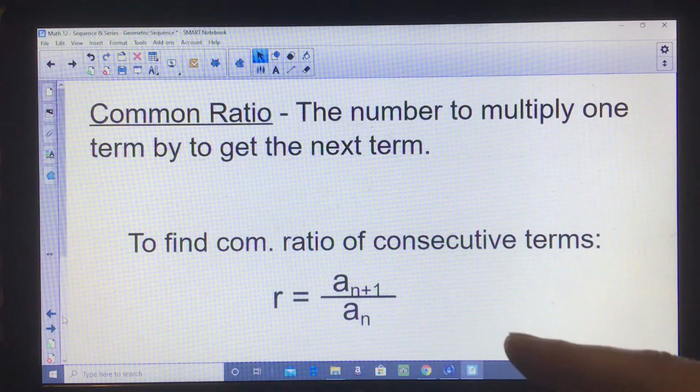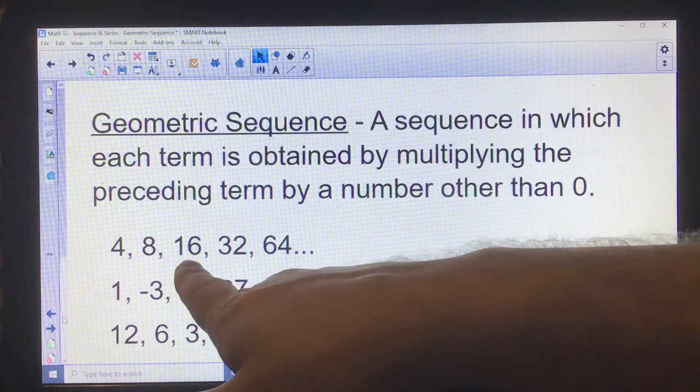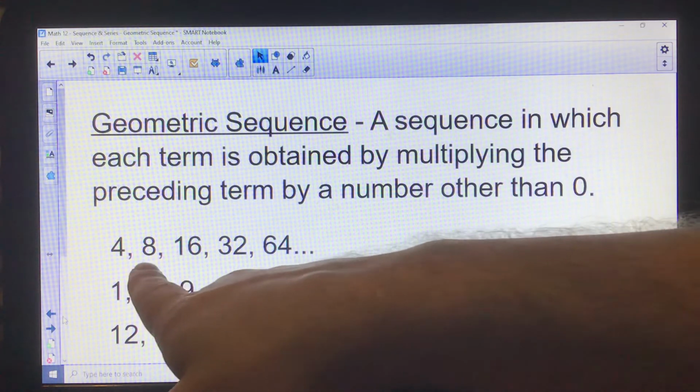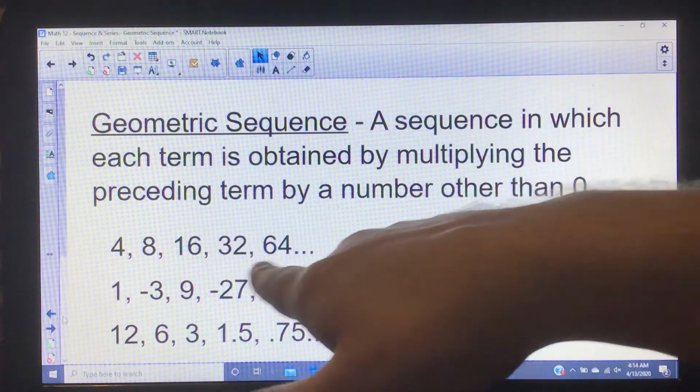So illustrating on this example, so long as I take a term and the term before it, so like if I took 16 and divided it by 8, that ratio, 16 over 8, is 2. I could take 64 and divide by 32. I'd still get 2.